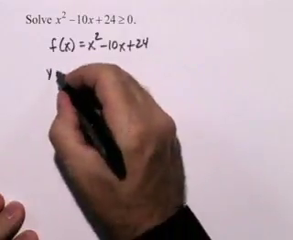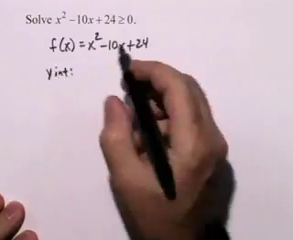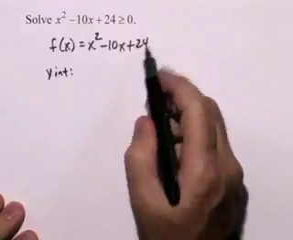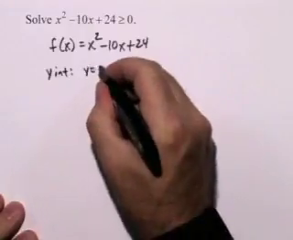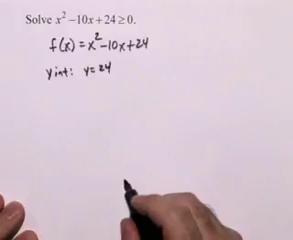The y-intercept, you can see from our function, will be this constant 24. We'll just write y equals 24 for our y-intercept.